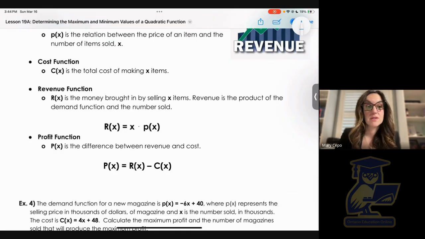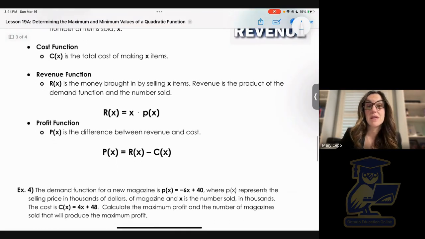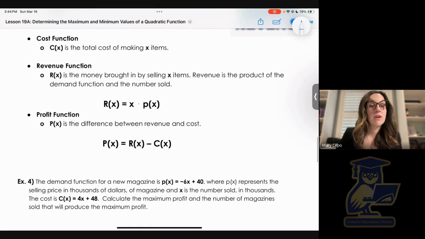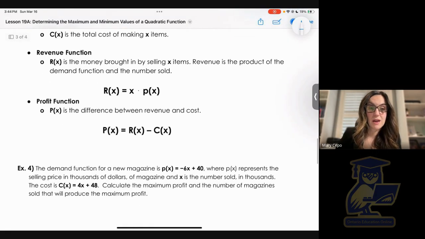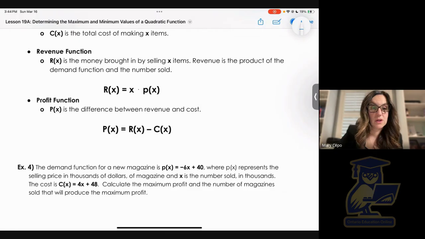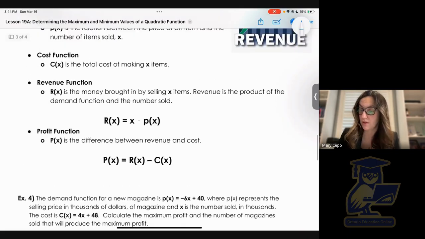The cost function, C at x, is the total cost of making x items. Revenue, how do we make our money? It is the money brought in by selling x items. Revenue is the product of the demand function and the number sold. Now, that function is R at x, so revenue is x times, so the number of items times our price.